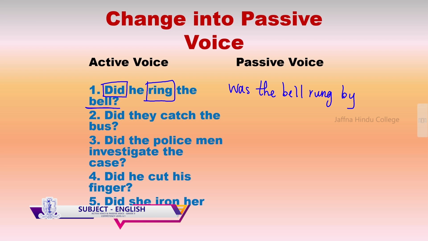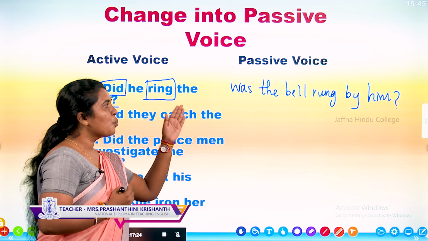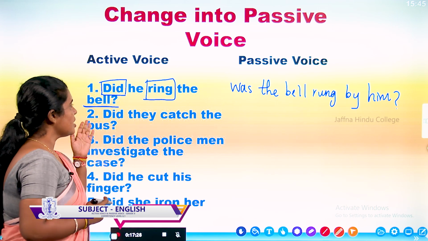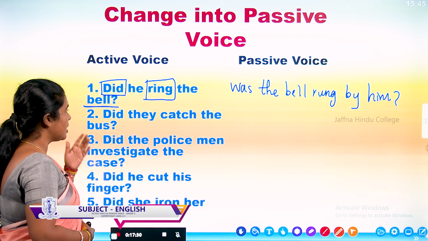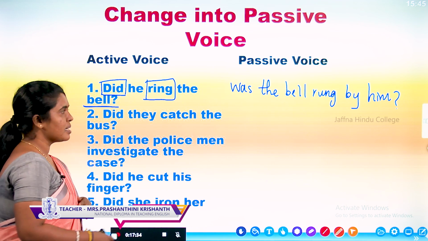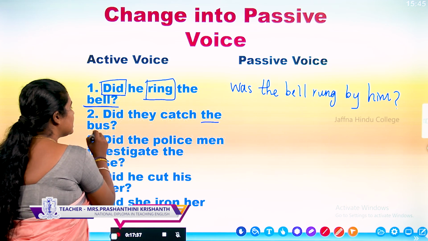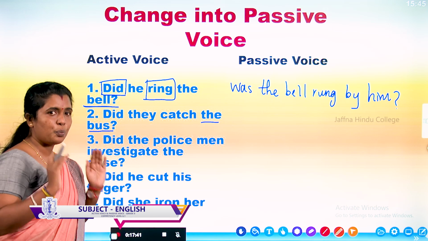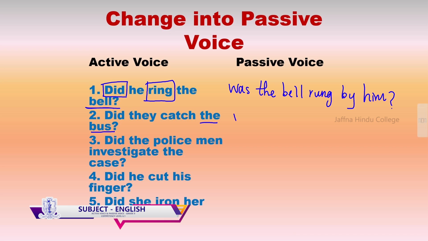Him. Right? He will be changed as him. So, don't forget to put the question mark. Was the bell rung by him? See the second example, second question. Did they catch the bus? Now, see the object, the bus. So, this is singular. So, we have to use was. Was the bus.